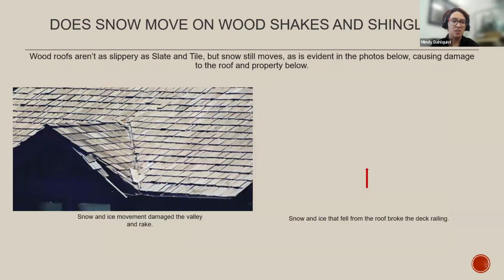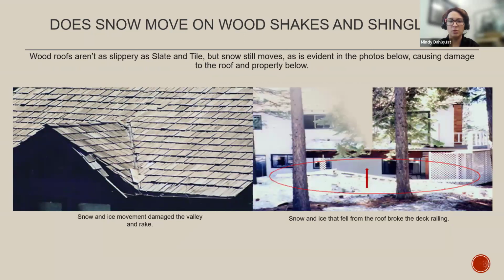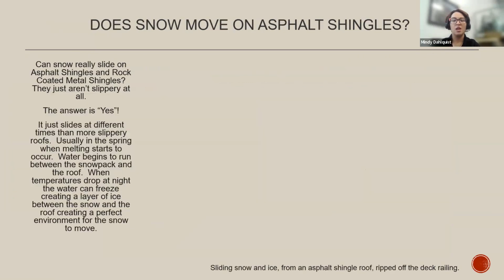And the wood roofs aren't going to be as slippery, but the snow is still going to move, as we can see in these photos here, where there's no longer a deck railing on the right photo and on the left, where that damage to the valley and the rake has occurred. Asphalt shingles and rock-coated metal shingles, they are just not very slippery at all.